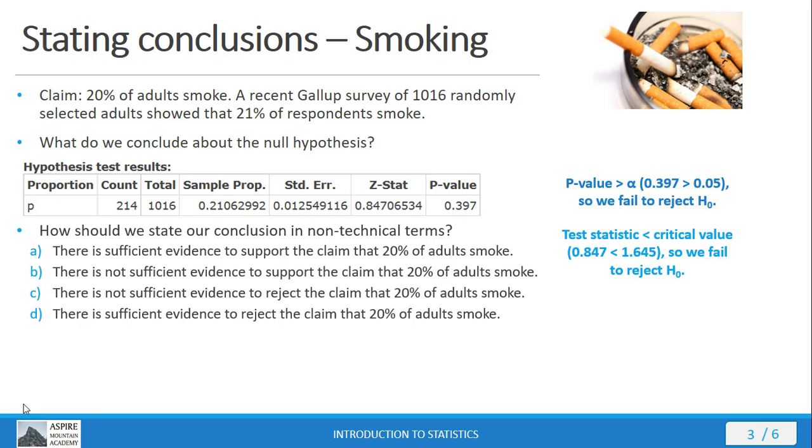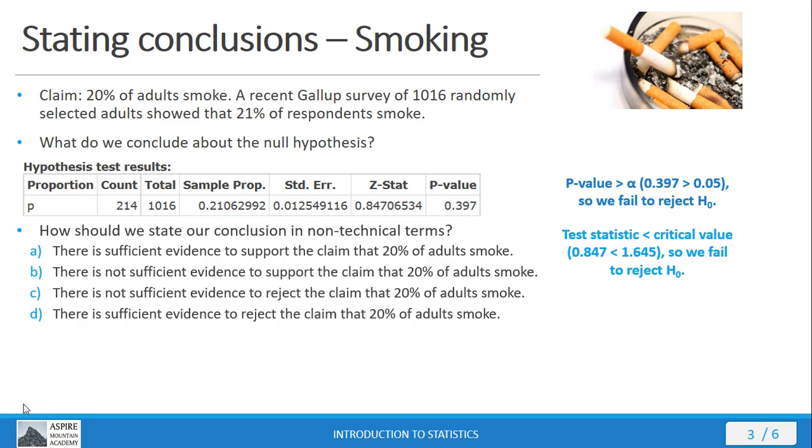Well, remember, the first part of the statement comes from whether we reject or fail to reject the null hypothesis. In this case, we fail to reject the null hypothesis. That means there is not sufficient evidence. So right off the bat, we know answer options A and D are not going to work for us. How then do we choose between answer option B and C?